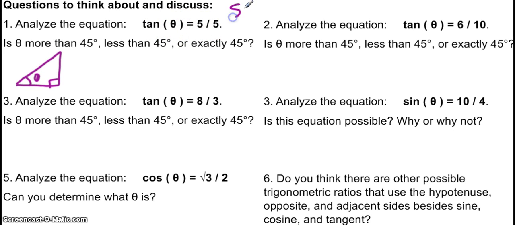Remember SOHCAHTOA. I remember that tangent is the ratio of the opposite to adjacent side. My opposite side is right here. My adjacent side is here. So tangent of theta is 5 for the opposite side, and my adjacent side will be proportional to 5.